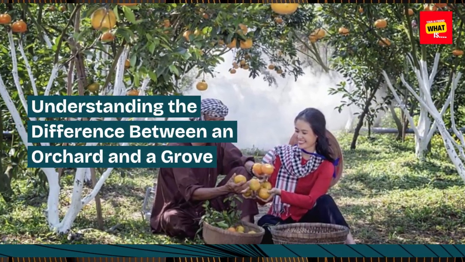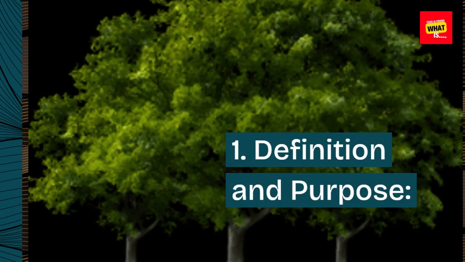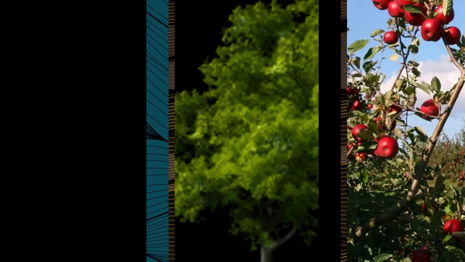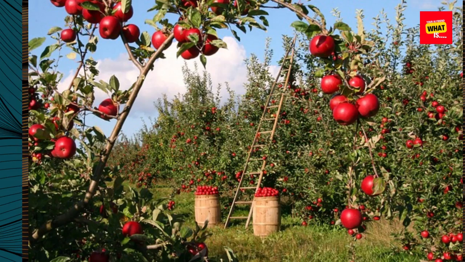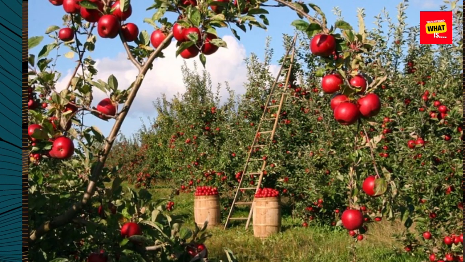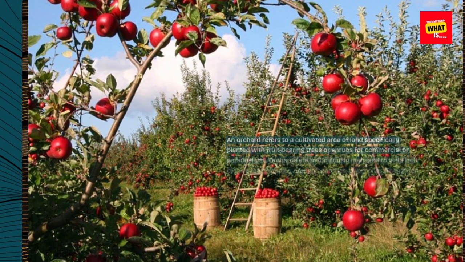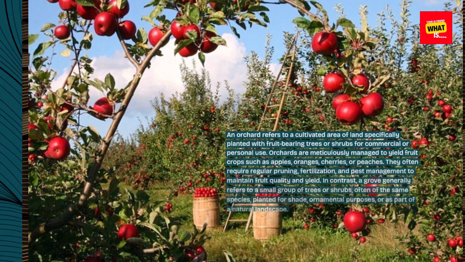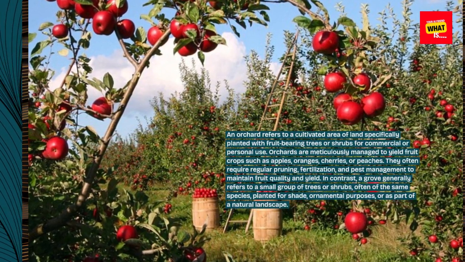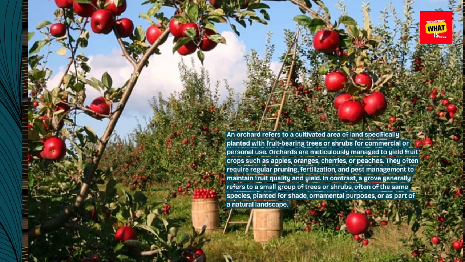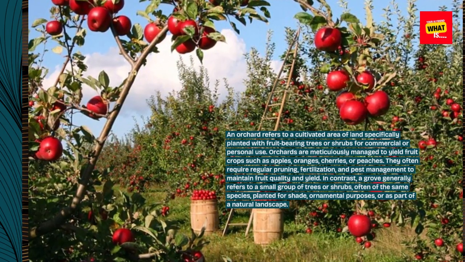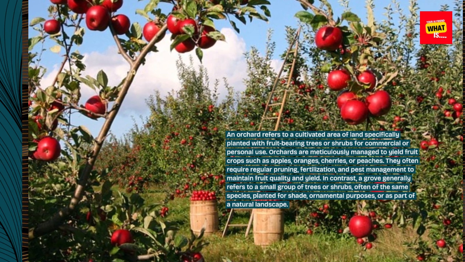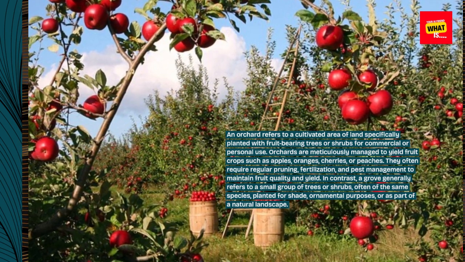Understanding the difference between an orchard and a grove. 1. Definition and purpose. An orchard refers to a cultivated area of land specifically planted with fruit-bearing trees or shrubs for commercial or personal use. Orchards are meticulously managed to yield fruit crops such as apples, oranges, cherries, or peaches. They often require regular pruning, fertilization, and pest management to maintain fruit quality and yield.